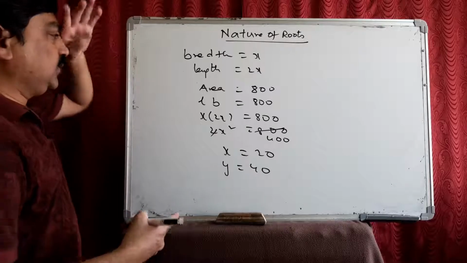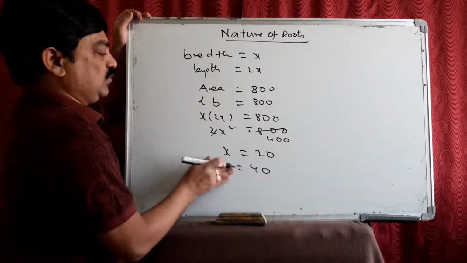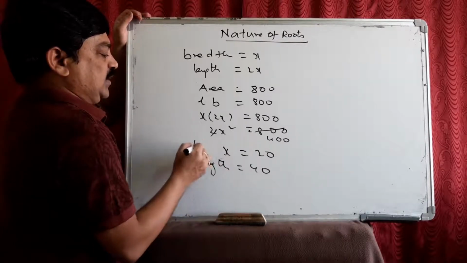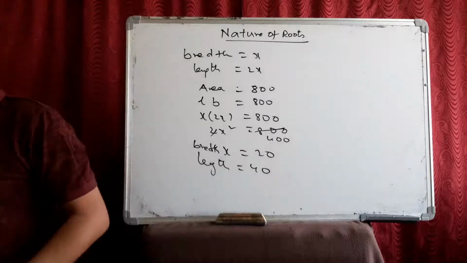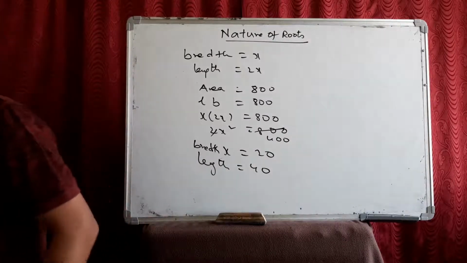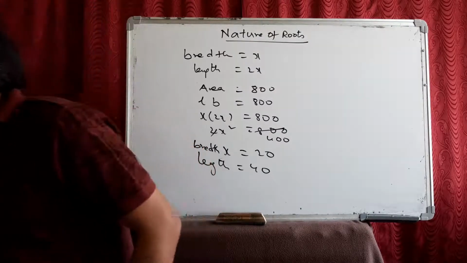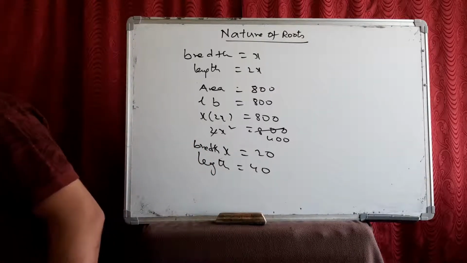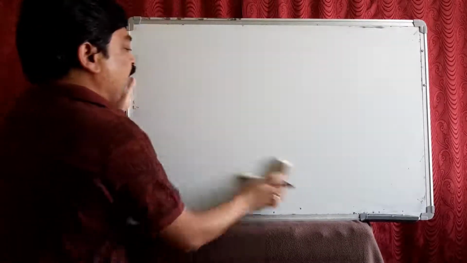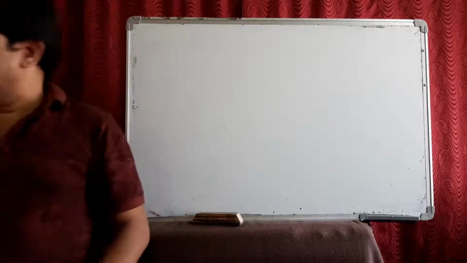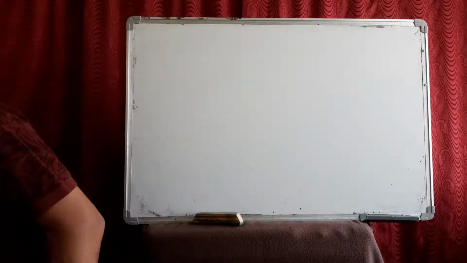When x is 20, length is 2 into 20, which is 40. x means breadth. Breadth is 20. So it is possible. We can conclude that it is possible. The next question is also, is the following situation possible? Determine their present ages. It is about ages. Whenever we start a problem of ages, we should always start with present ages. The question: the sum of ages of two friends is 20 years.